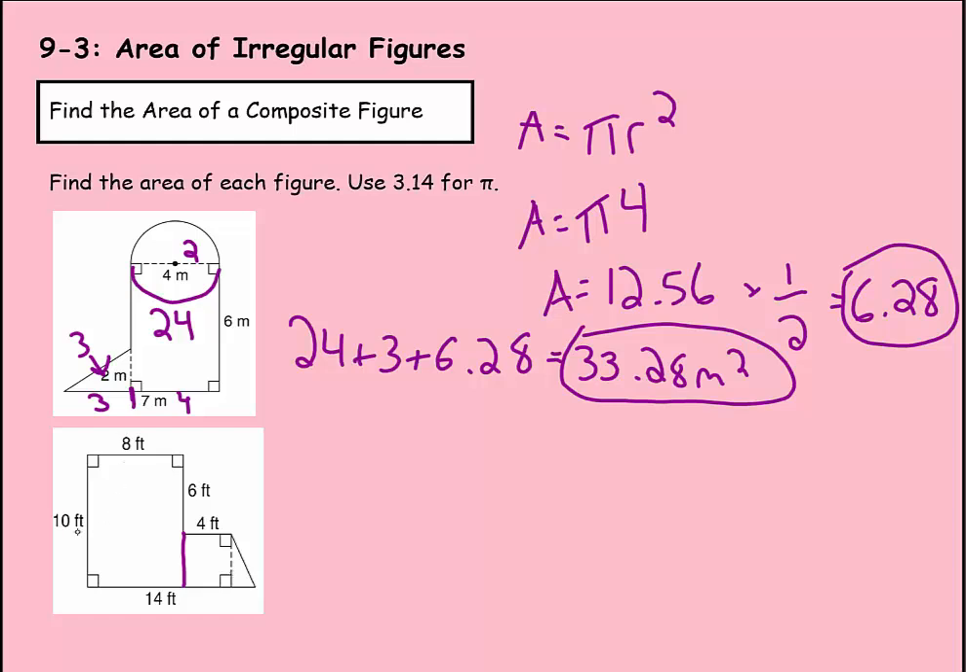Well, this first rectangle will be pretty simple. It's 10 feet by 8 feet. Length times width is 80 then. 10 times 8.